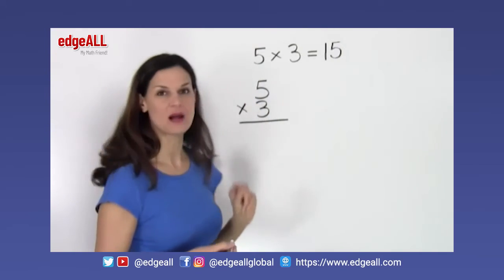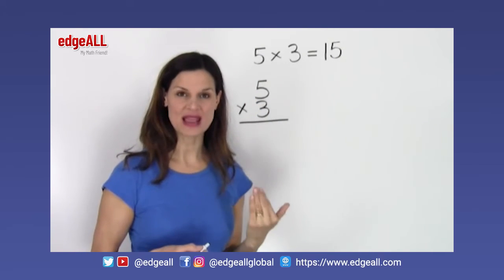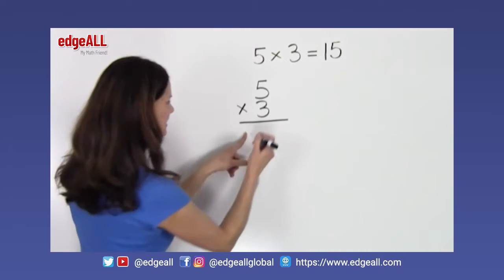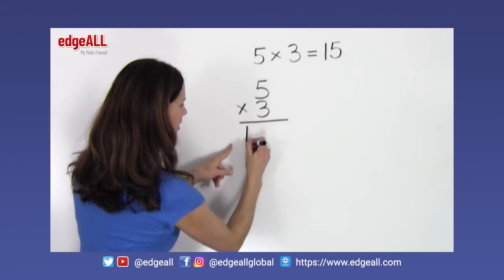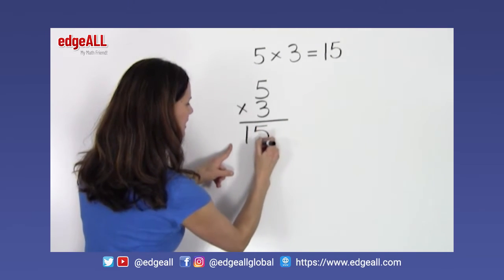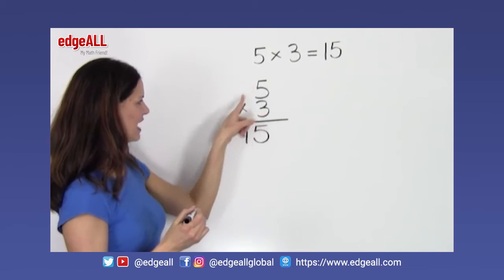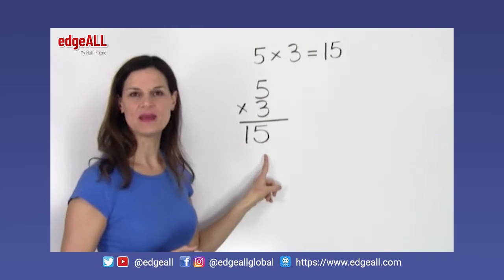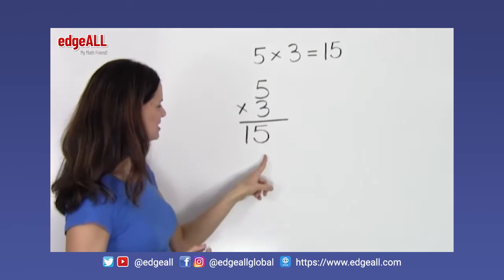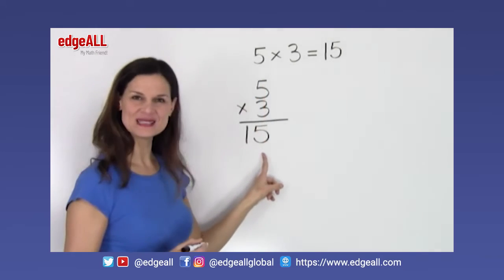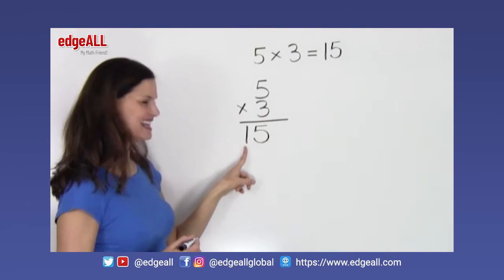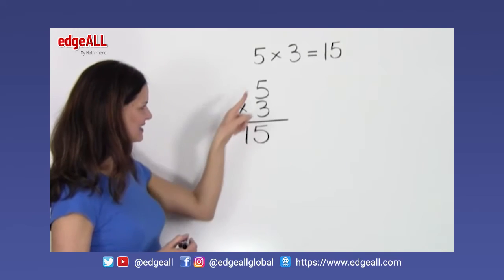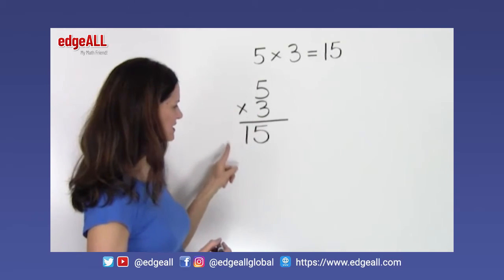If I've written my problem vertically, I want to write my answer, or my product of the two numbers, underneath. And so I would put my 1 here and my 5 here. And so the answer of 5 times 3 equals 15. And I want to line up my numbers like we've worked on before with addition, lining up my numbers in the ones place, and then this 1 here is in the tens place. So it goes to this side. So 5 times 3 equals 15.